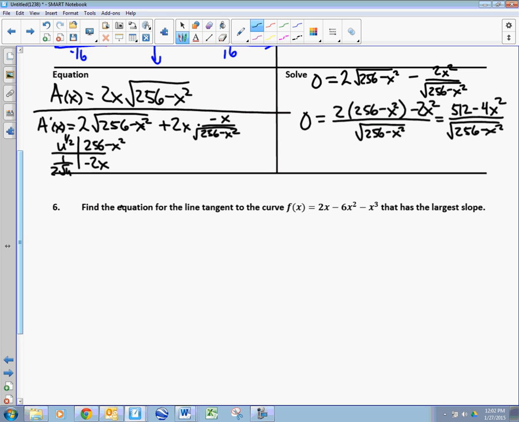This made some people angry during the second hour. Do I need to focus on the bottom at all? No, it's the top that will make it equal to 0. So just disregard the bottom. Just look at the top. If you set the top equal to 0, you get 4x squared is equal to 512. Divide both sides by 4, and we get x squared is equal to 128. Square root, and x is equal to the square root of 128.